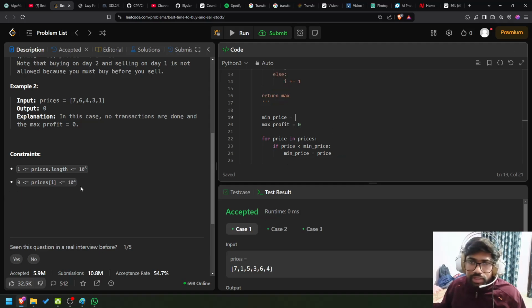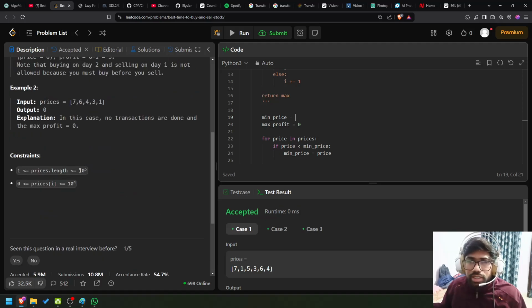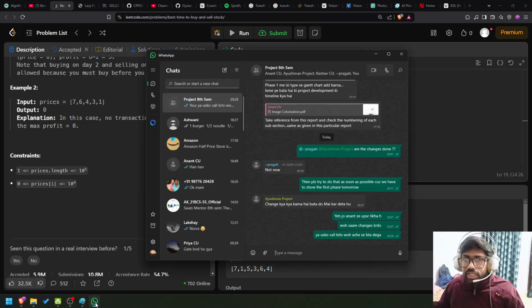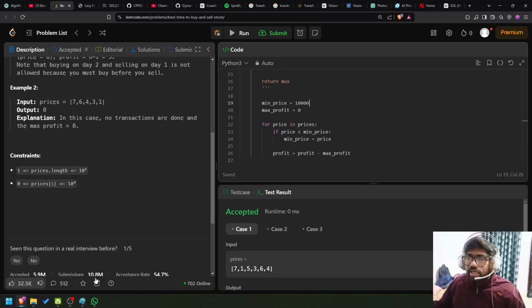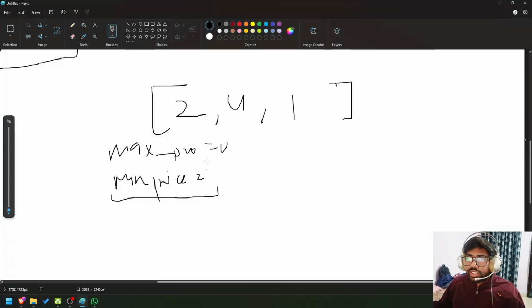Okay, what is the limit? 10 raised to power 4. What if I have a big enough number? I'll start with a big enough number. So then I'll check, min price is 2, less than, yes, min price is 2. And what is the current? What is the profit?